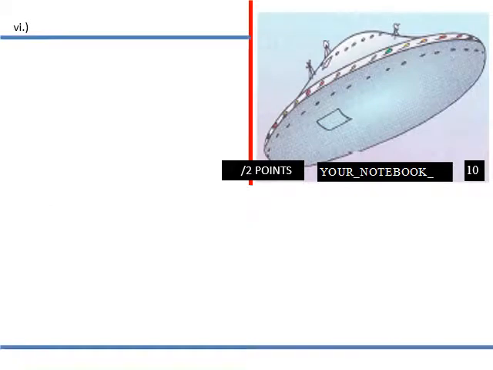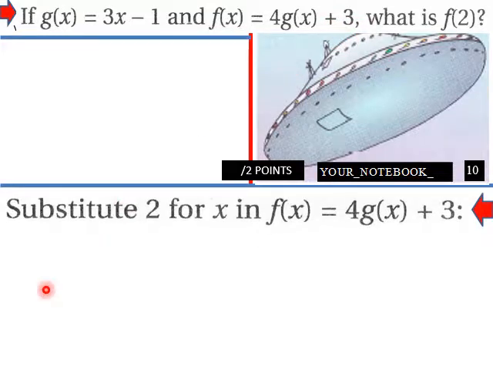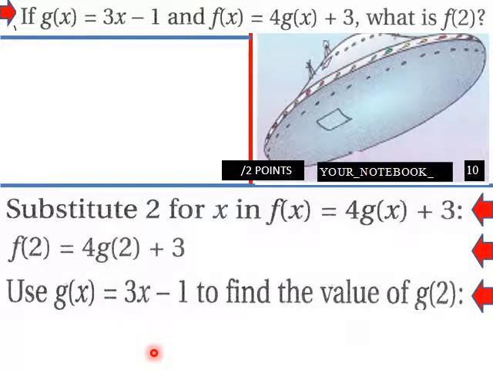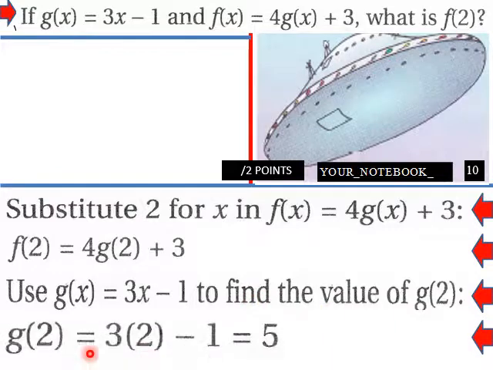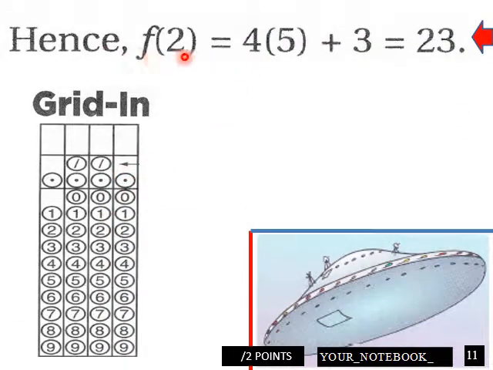g of x equals 3x minus 1. f of x equals 4g of x plus 3. What is f of 2? So substitute 2: f of 2 is 4g of 2 plus 3. Use g of x equals 3x minus 1 to find the value of g of 2. So we plug in 2 in there, and then f of 2 is 4 times 5 plus 3, which equals 23.